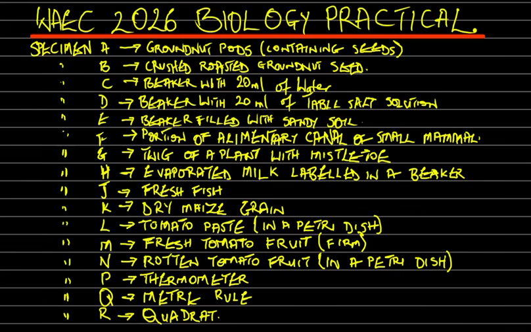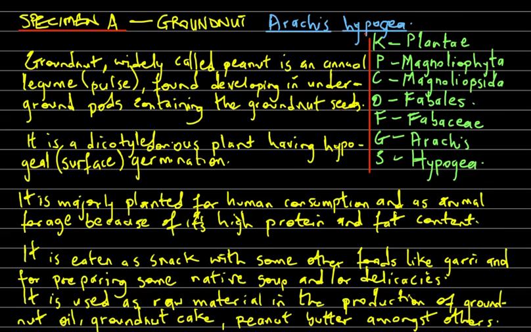biology practical examination preparation class. So we quickly take a rundown at all of the specimens, starting with the first specimen, which is actually our specimen A, the groundnut.